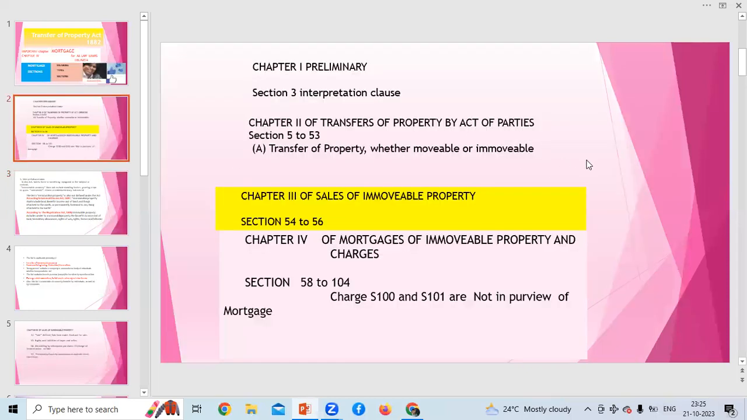After this is chapter 3, sales of immovable property, section 54 to 56. And chapter 4 is talking about mortgages. This is the topic of this video. So this part I'm talking about chapter 4, where we have sections 58 to 104, but we don't consider charges and mortgages. Charge, sections 100 and 101, are not in the purview of mortgage.